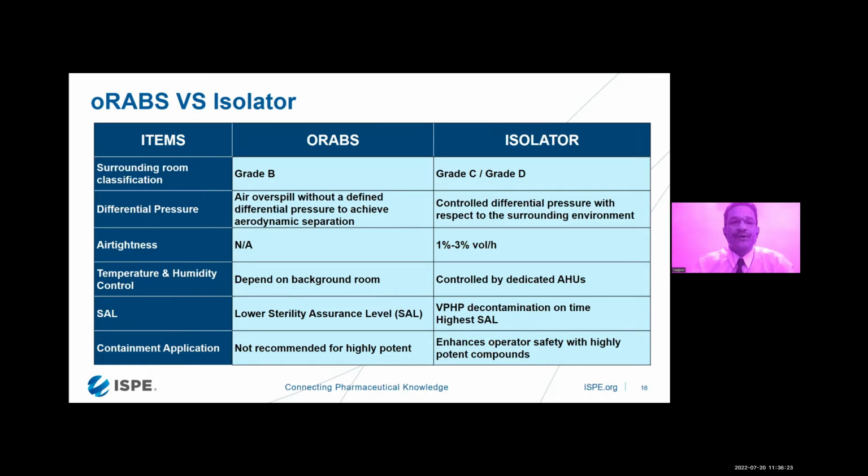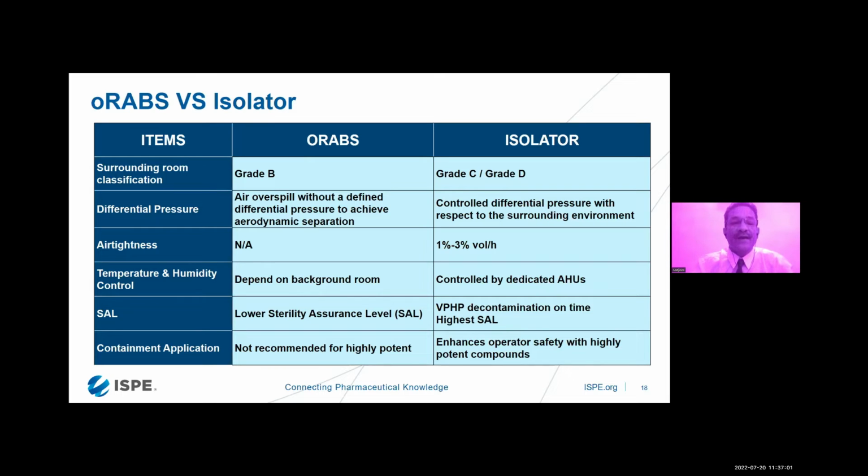In terms of differential pressure, it's an air overspill without a defined differential pressure to achieve aerodynamic separation, which is the case in case of ORAPs. But in case of an isolator, you'll be having a controlled differential pressure with respect to the surrounding environment. So normally in the isolator, you have an overpressure. And that overpressure is maintained with the help of a dedicated AHU, which is going to cater to this isolator area. And generally, this overpressure is at least 15 to 20 Pascal more than your surrounding area.